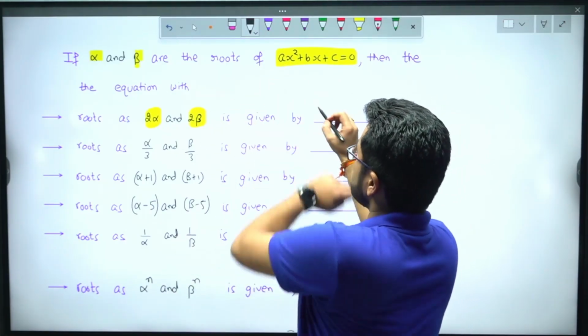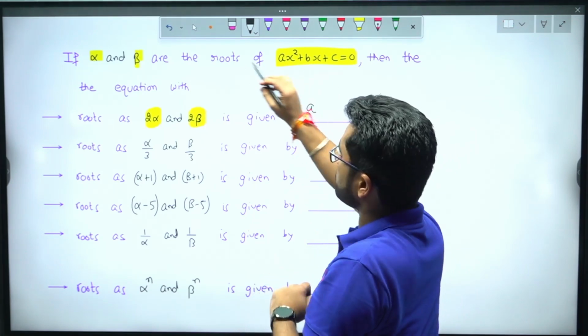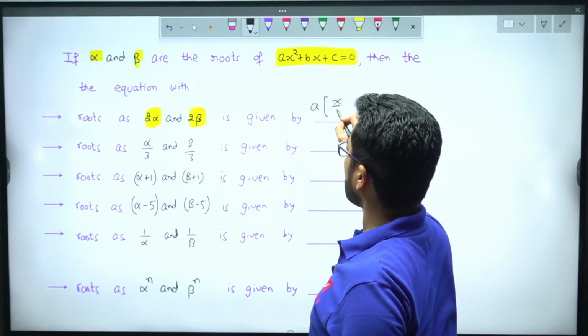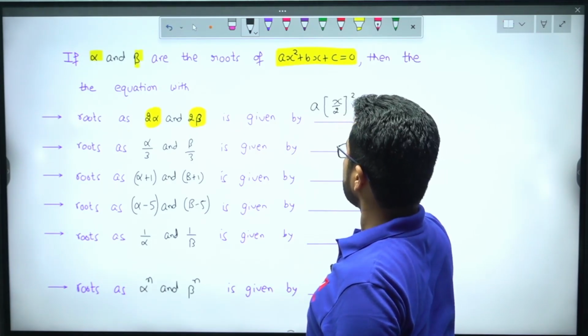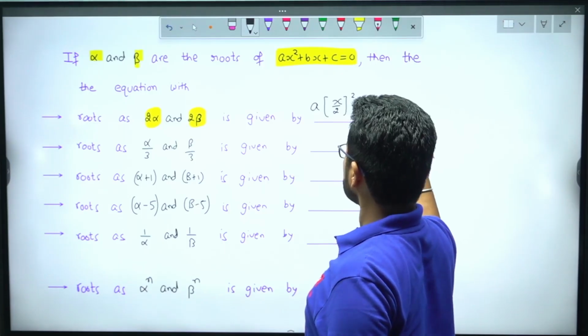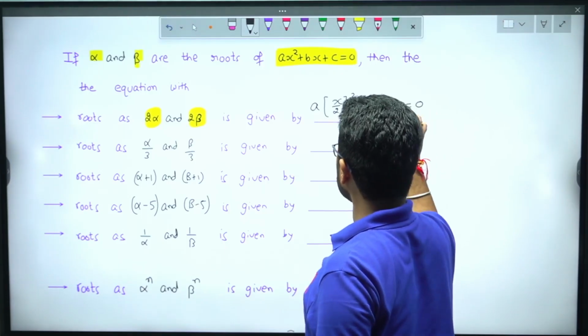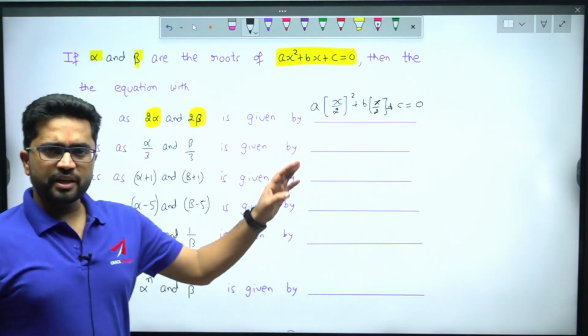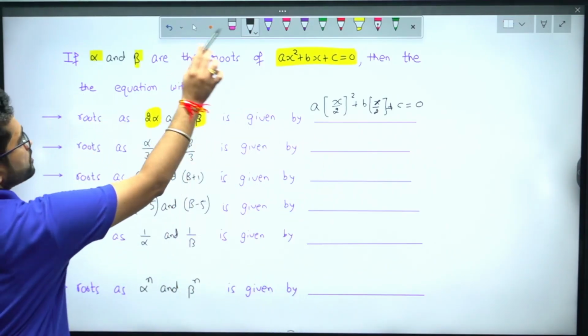But in this case, you will replace x with what? Yes, you will replace x with x by 2. Observe. So this will be the equation whose roots are 2 alpha and 2 beta. Okay. Sounds similar to the previous case? Let's go for the next one.